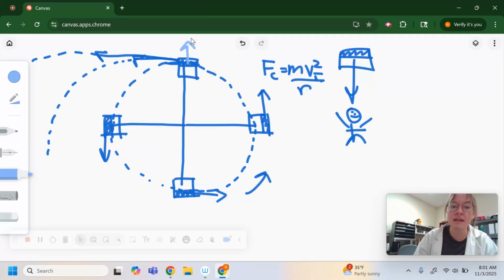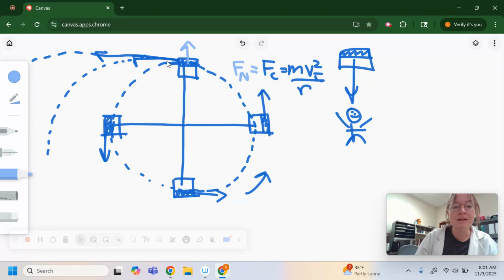Well, if you want to increase that pressing force, here's the idea. In this case, it is the normal force of the base of the bucket. Well, it's the normal force of the base of the bucket that is acting as a centripetal force.